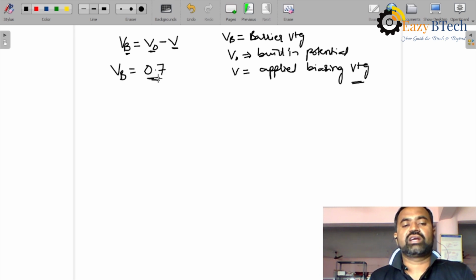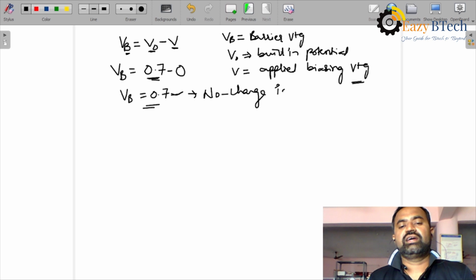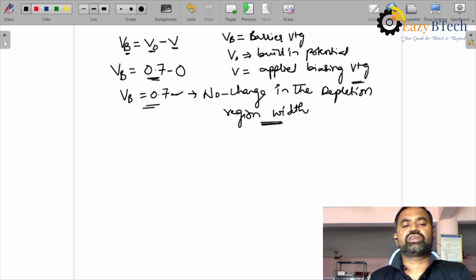Now we know that this V0 is equal to 0.7 for a silicon. If you are using a silicon material, the built-in potential voltage is 0.7. Now suppose you are giving external voltage is 0, then VB is equal to 0.7. Now there is no change in the depletion region width.